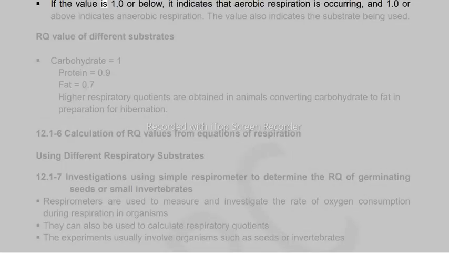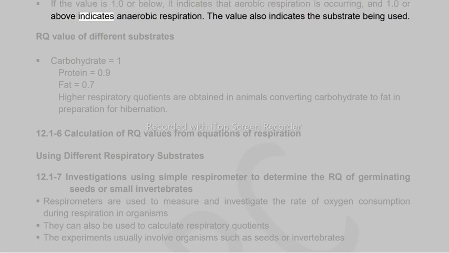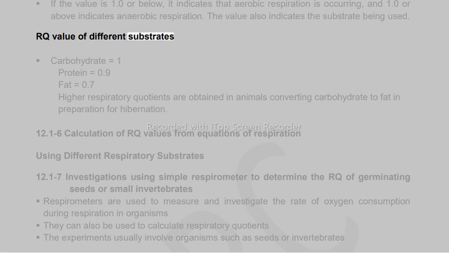If the value is 1.0 or below, it indicates that aerobic respiration is occurring, and 1.0 or above indicates anaerobic respiration. The value also indicates the substrate being used. RQ value of different substrates: carbohydrate equals 1.0, protein equals 0.9, fat equals 0.7.